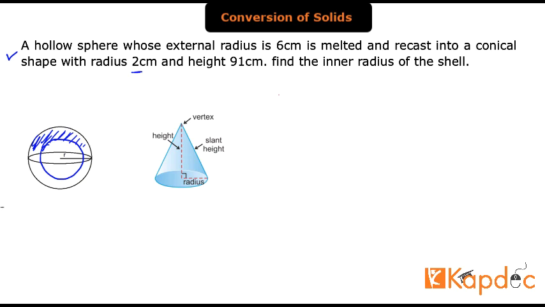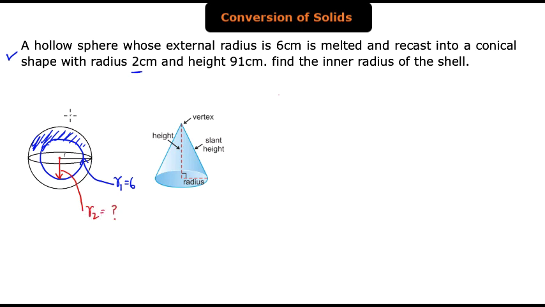So there are two radiuses. One of them is this radius, let's say that is external radius R1, it is 6 centimeter. And then there is internal radius from this center all the way to the internal core. And that value is R2, let's say that is unknown. We need to find that.